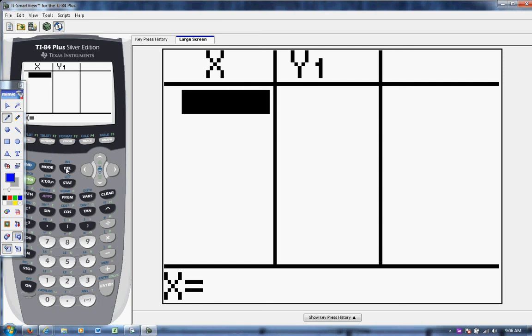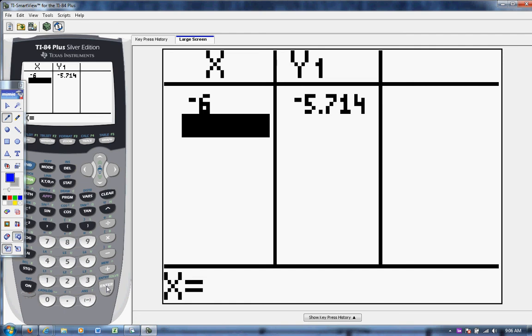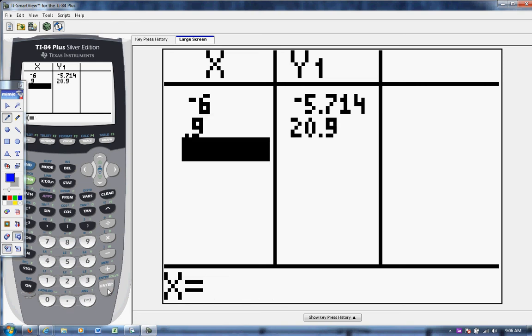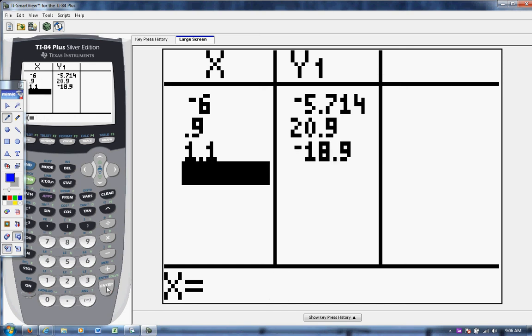Okay, so we said, at our graph, I wanted negative 6. So there's x-coordinate of negative 6, and there's my function value. And then we also said that we wanted to get really close to 1. So we said, why don't we do 0.9? And we have that value. And then we wanted to go on the other side of 1, so we'll do 1.1. And we'll see what function value we get there.